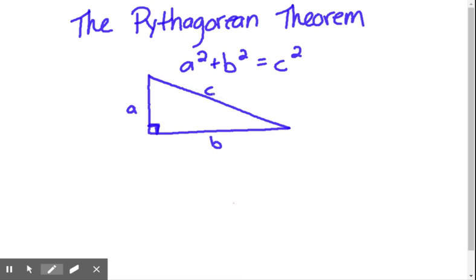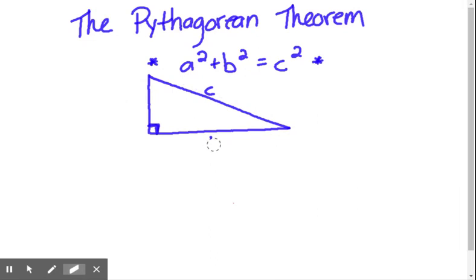And remember, the hypotenuse is the longest side of your right triangle, opposite of the right angle. So a squared plus b squared equals c squared. We can use this to solve for missing lengths of a right triangle. We can use it as a formula to plug some information in and solve for missing side lengths. So let's take a look at our first example here.